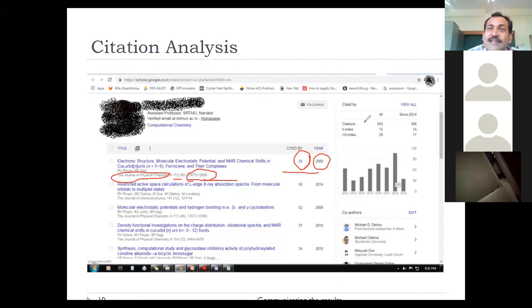And here we will see the citation analysis, right? So how many citations the particular researcher received. Throughout his tenure, 583 citations are received. Since 2014, how many citations are there? What is the H index of this author? For example, this particular author has a 15 H index. Means 15 research papers of this author are cited at least 15 times. The i10 index is how much? 20. Means 20 research papers of this researcher are cited at least 10 times.